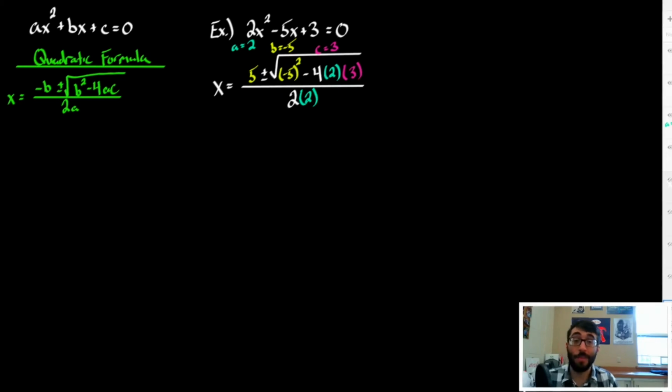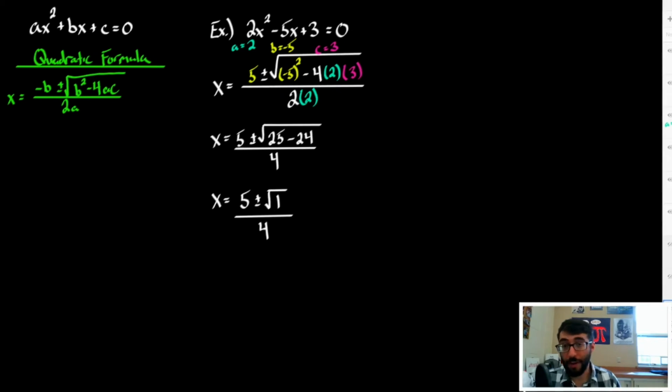Now what we do is we simplify. So we're going to simplify what's underneath the square root, and we're also going to simplify the denominator a little bit. So it's going to be 5 plus or minus the square root of 25 minus 24 all over 4. Well, the square root of 25 minus 24 will become the square root of 1, and the square root of 1 is 1. So this becomes 5 plus or minus 1 all divided by 4.